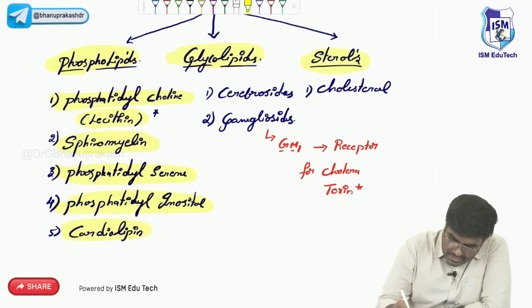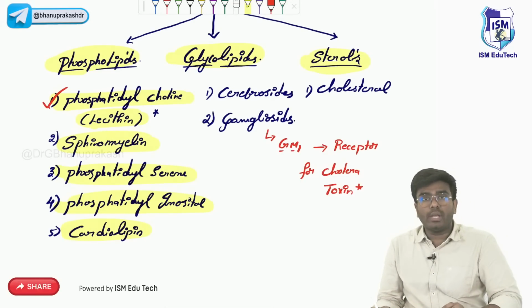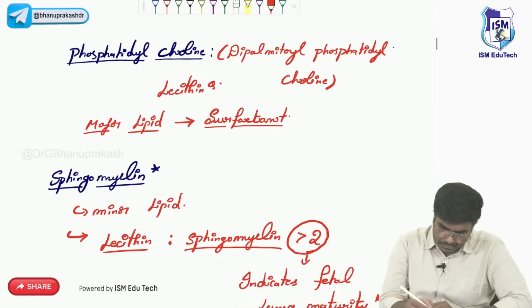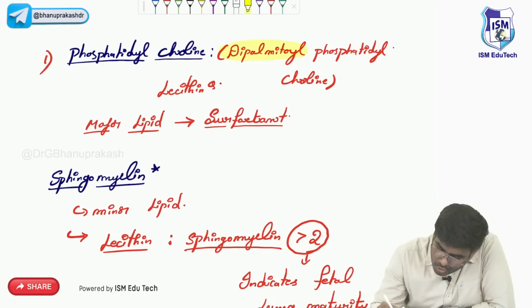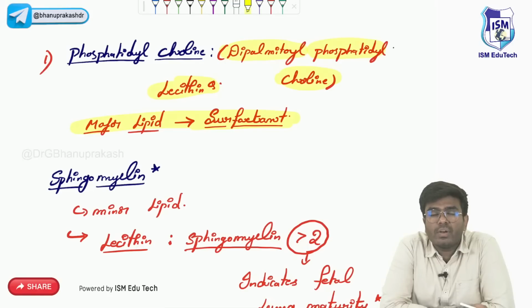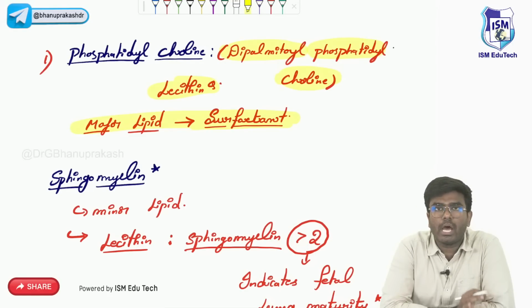What is that? First, let's start with phosphatidylcholine, also called lecithin. This phosphatidylcholine is also called dipalmitoyl phosphatidylcholine or lecithin. It is the major lipid in the surfactant. If someone asks in your exam what the major lipid in the surfactant is, it is dipalmitoyl phosphatidylcholine or lecithin.